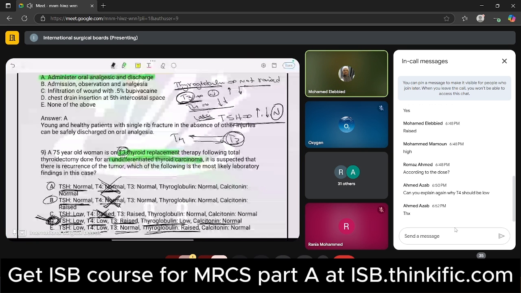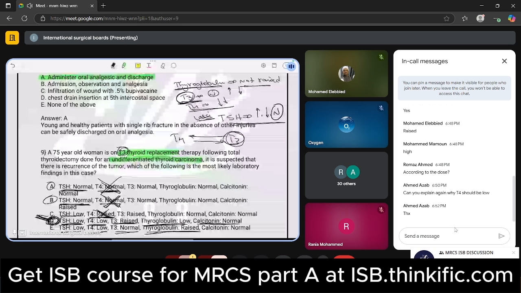So you said that undifferentiated carcinomas are the anaplastic ones? Undifferentiated thyroid cancers are anaplastic thyroid carcinoma. Undifferentiated is the same as anaplastic, right? Yeah. These tumors do not produce thyroglobulin. They do not produce T3 or T4. So even if they recur, T4 will not be altered, T3 will not be altered, and thyroglobulin will not increase, right?